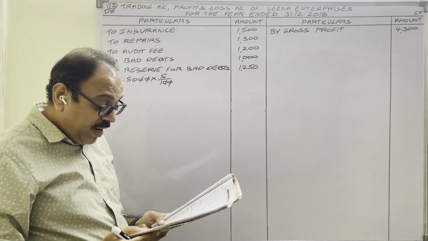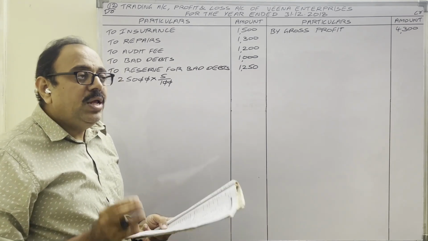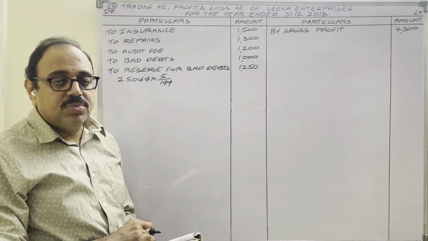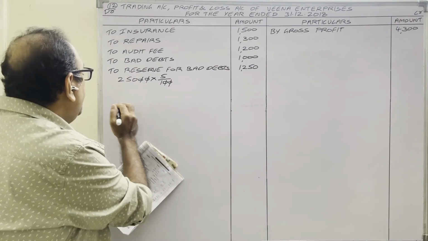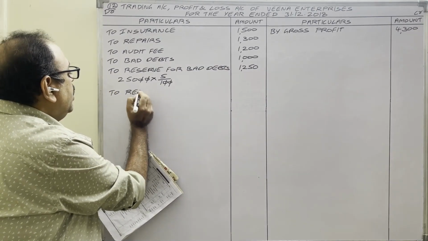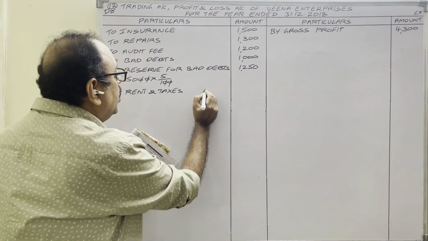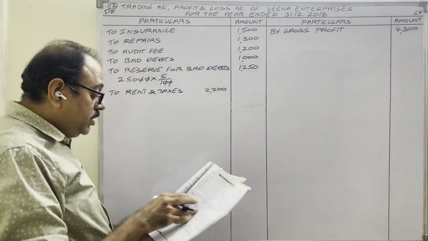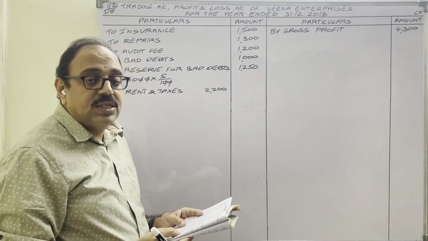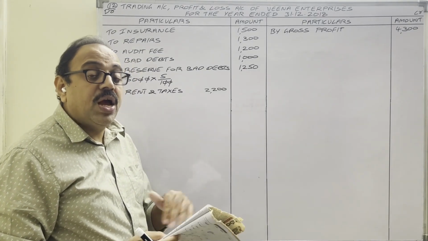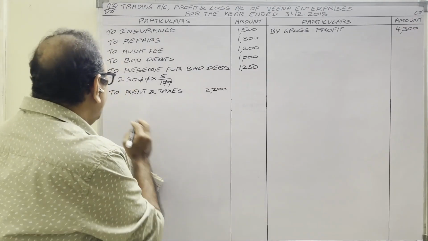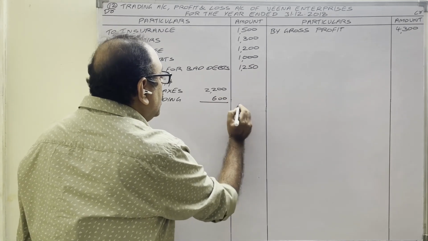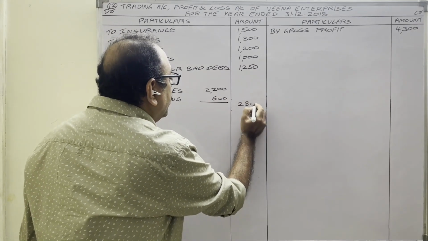Carriage, over rent and taxes. So only the word rent is given. Then the meaning is this is office rent. So indirect expenditure, P&L account debit side. To rent and taxes. Adjustment is given. Therefore amount in inner column 2,200 rupees. Adjustment is outstanding rent 600. So outstanding means we have to pay. Therefore we should add plus outstanding 600. Total in outer column 2,800 rupees.